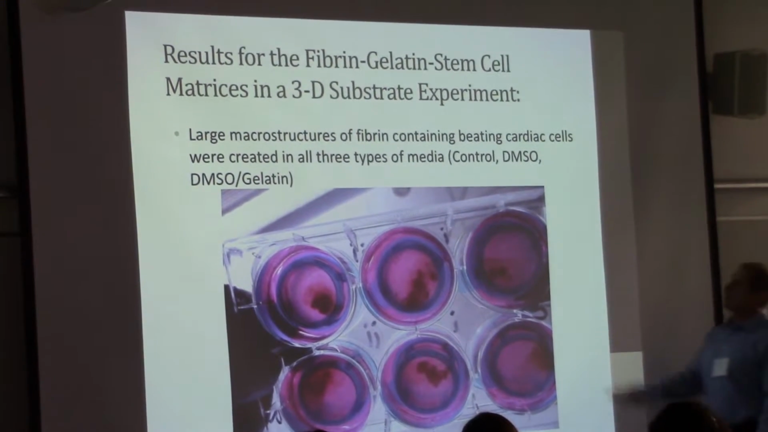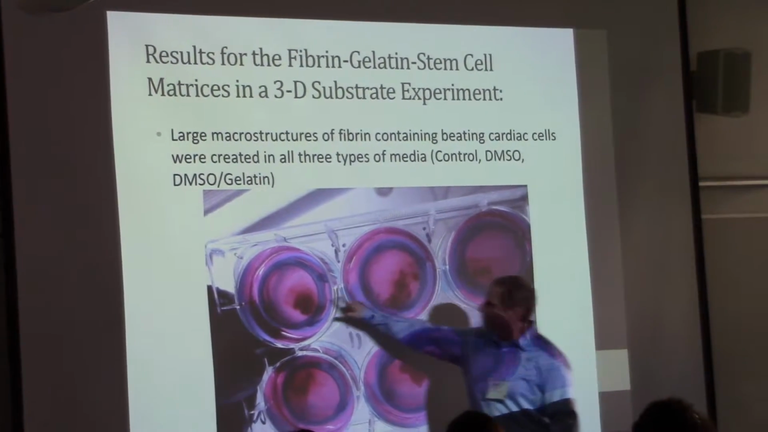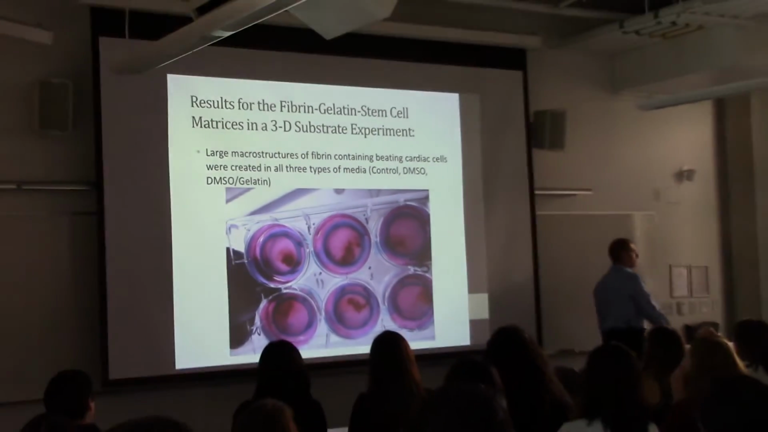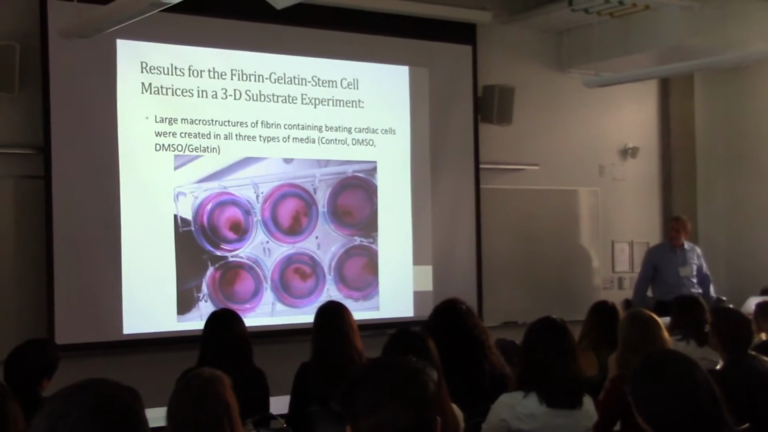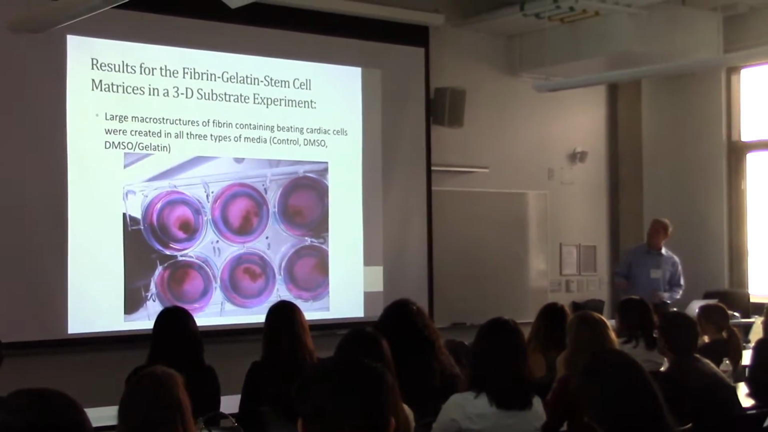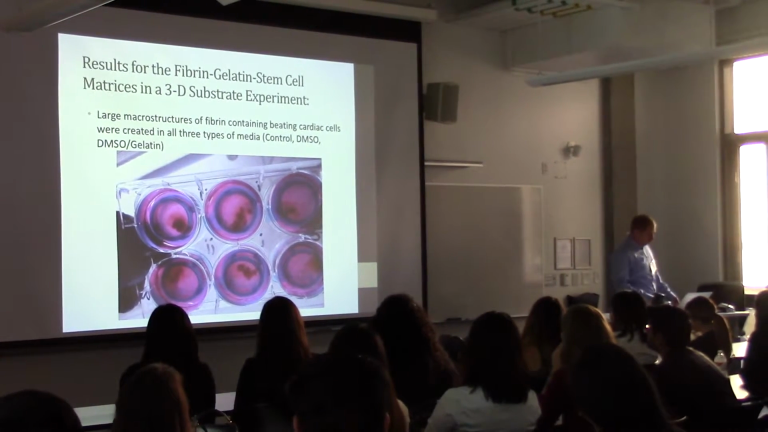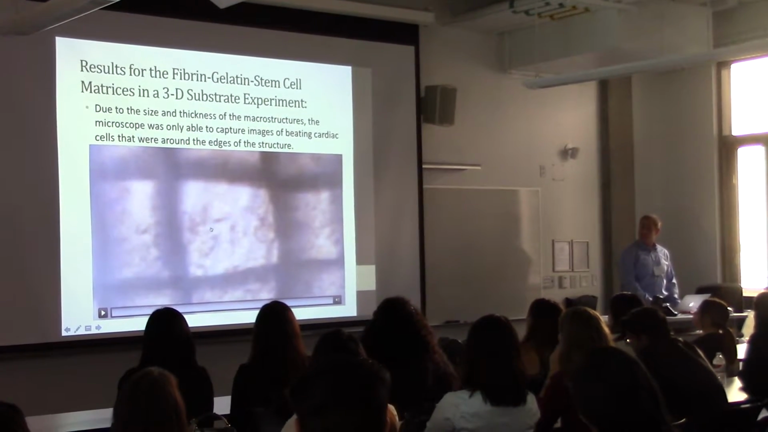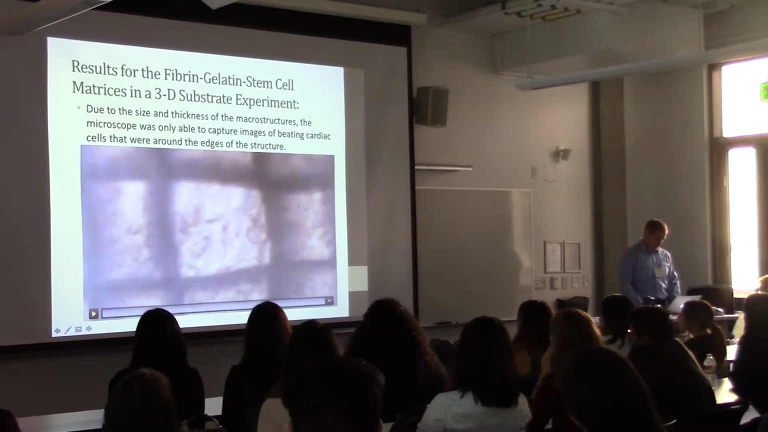So we did get rather large macrostructures growing in all of the media. So this is control 1 and 2. These range anywhere from 2 to 3.5 centimeters long and almost just as wide. There was beating going on in all of them, but it was more vigorous in media 1 and media 2 than the control. One downside, though, was that it was very hard to view anything inside the large macrostructure.